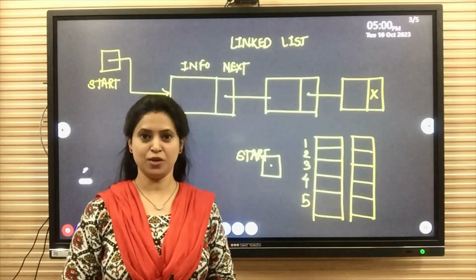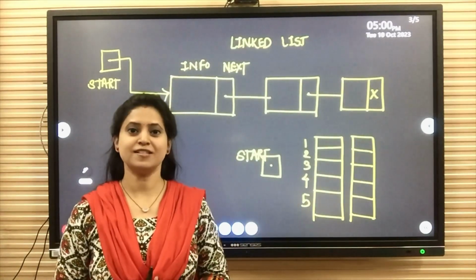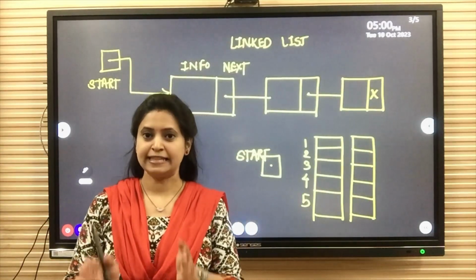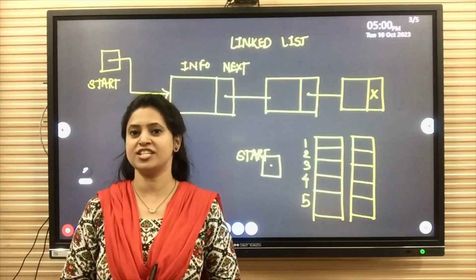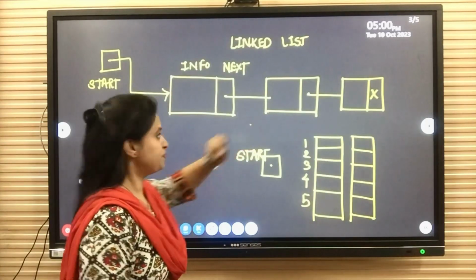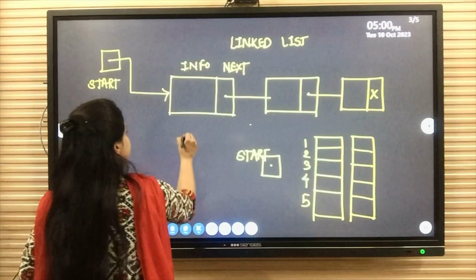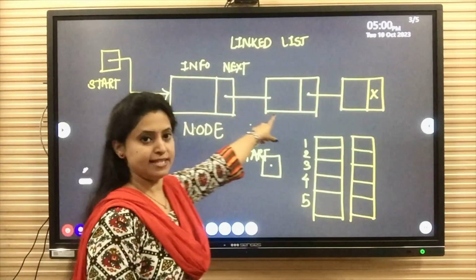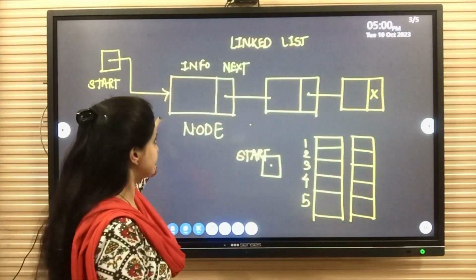In today's class we are going to study about linked list. As we have discussed earlier, linked list is a linear data structure where the elements are placed sequentially but the memory locations are not sequential. Here this is the linked list. Elements are called nodes. Here we have this node. This is one more node. Total 3 nodes are present in this list.